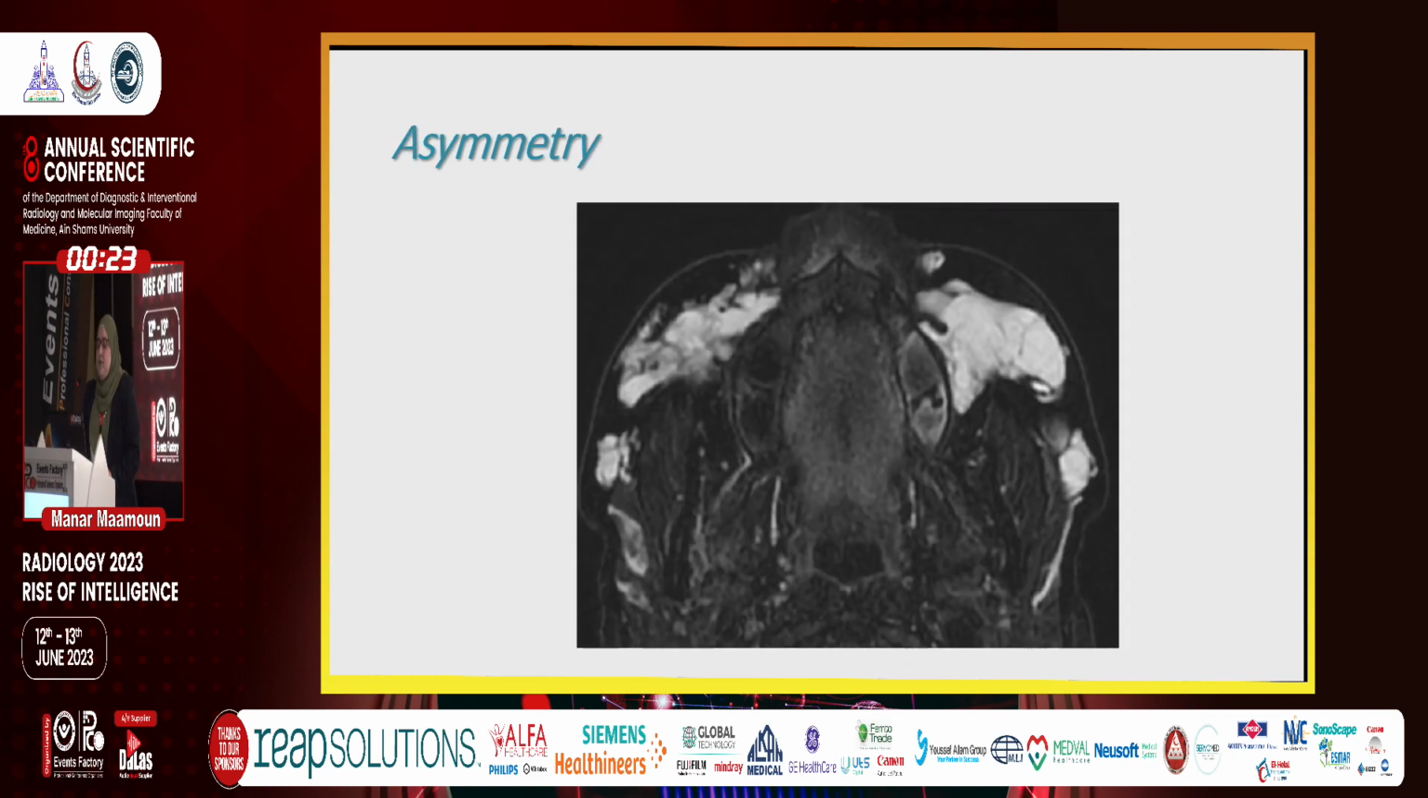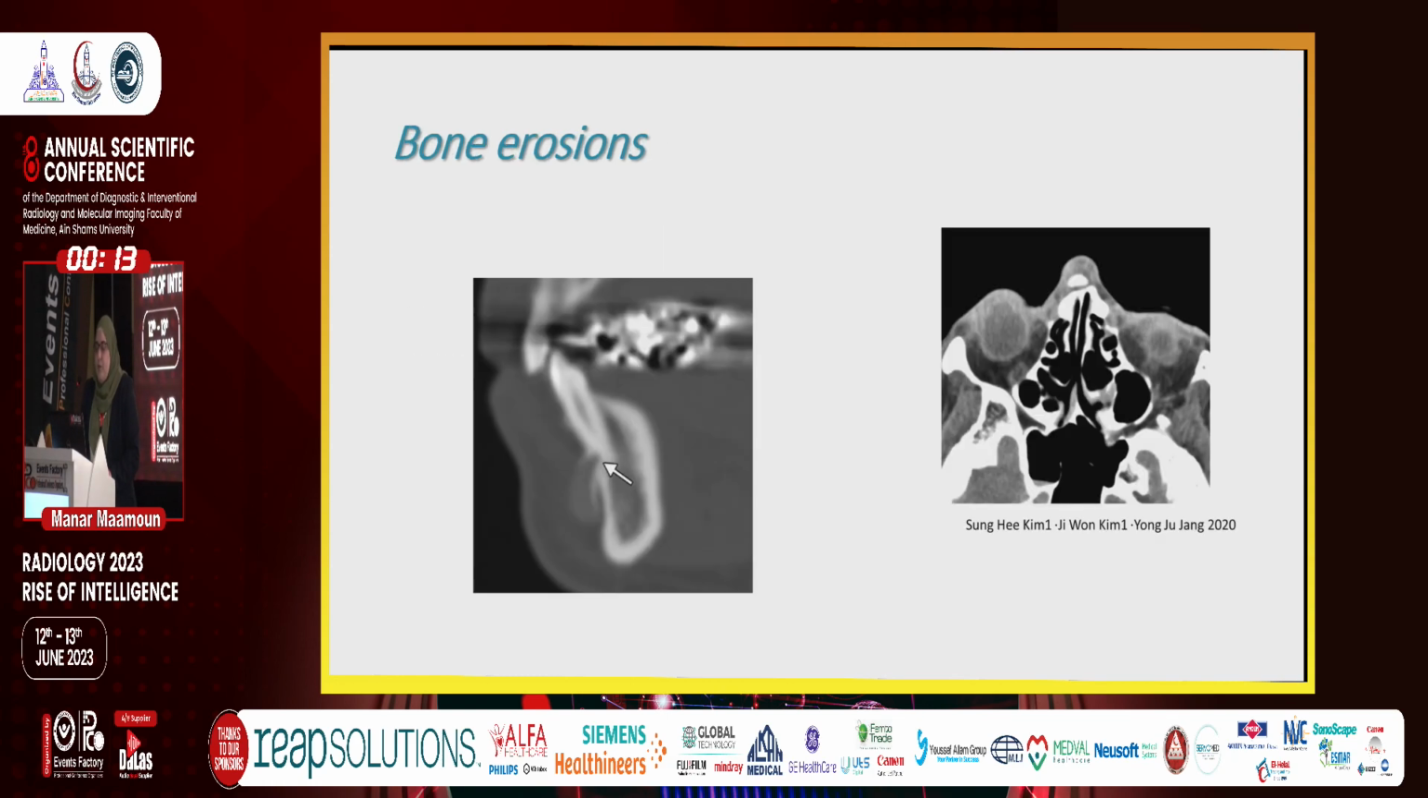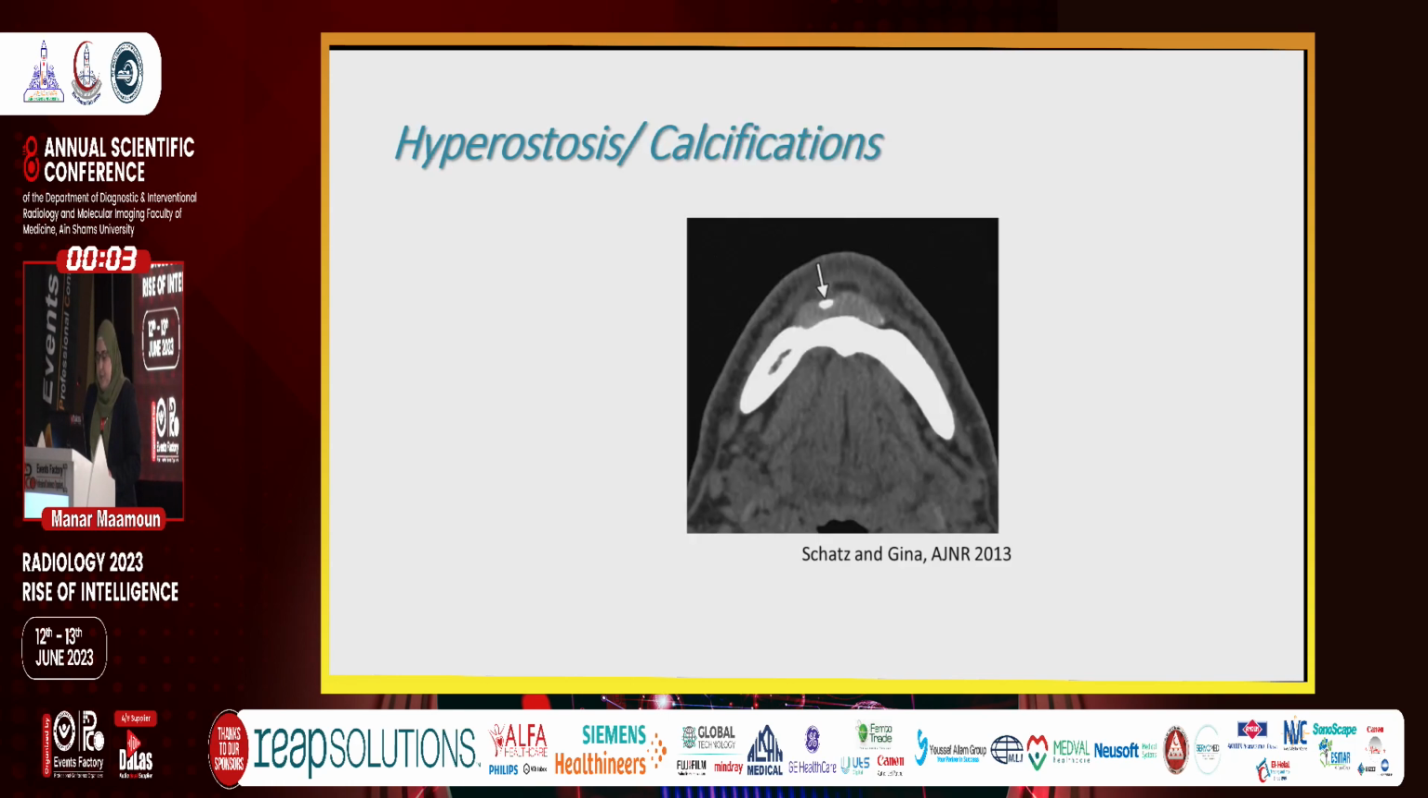Asymmetry is a complication consequent to overfilling on one side. Implant curling can be noticed and lead to deformity. Bony erosions are one of the complications, usually asymptomatic, but in the pre-mental space, they can reach the root canal and cause pain. Hyperostosis is usually asymptomatic.